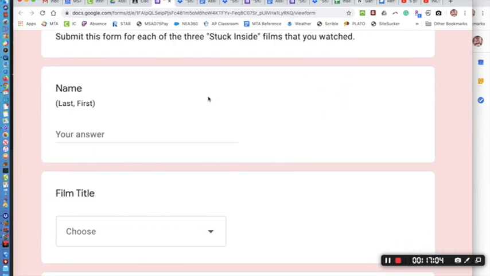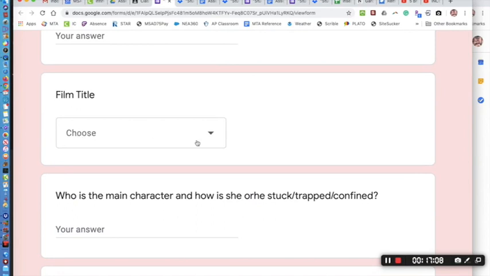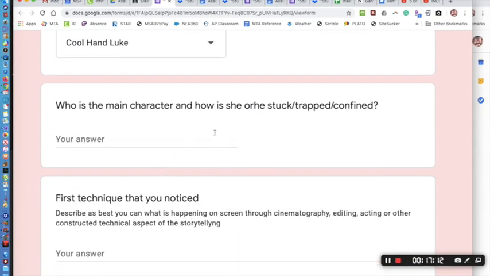You're going to do this at least 3 times, once a week. Here's your name. Your film title just comes from a drop-down list. Let's say we watch Cool Hand Luke. Okay. Who's the main character, and how is he or she? I should fix that. Trapped, confused, or confined? Well, it's Luke, and he's in jail. Duh. There's bars, right?